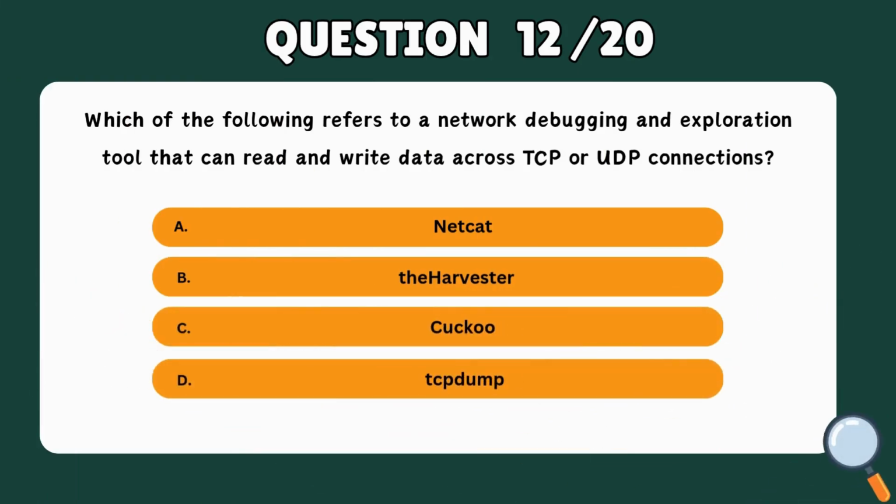Question 12. Which of the following refers to a network debugging and exploration tool that can read and write data across TCP or UDP connections? A. Netcat. B. The Harvester. C. Cuckoo. D. TCP dump. Correct answer: A. Netcat.